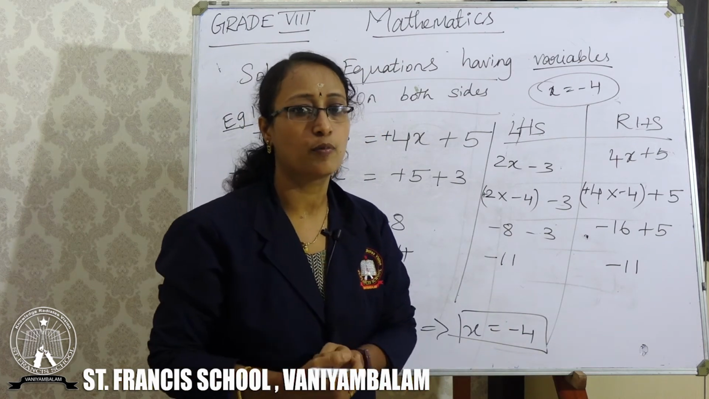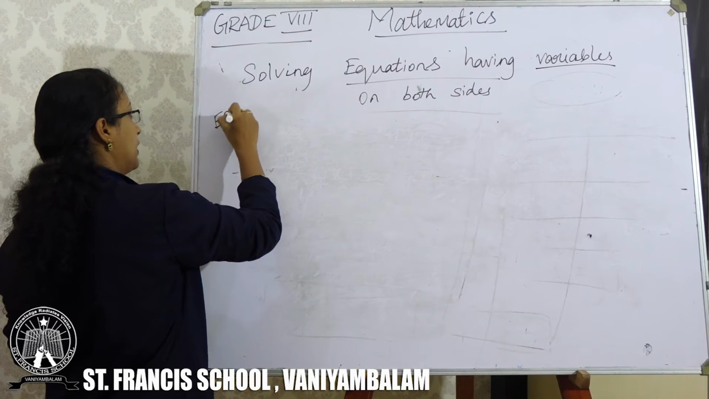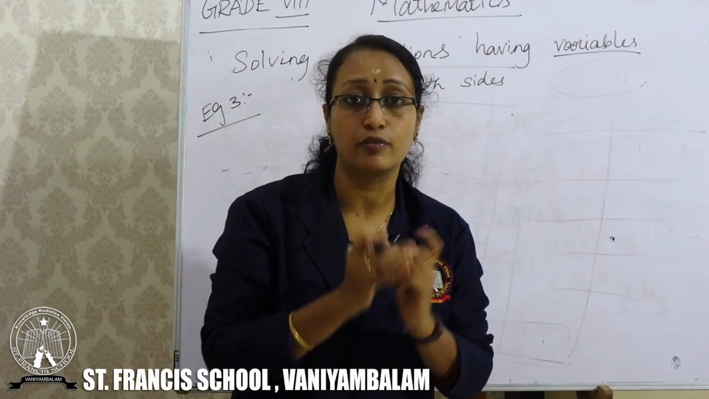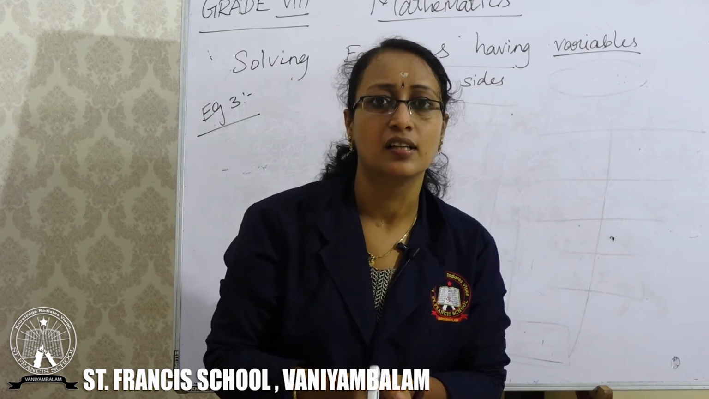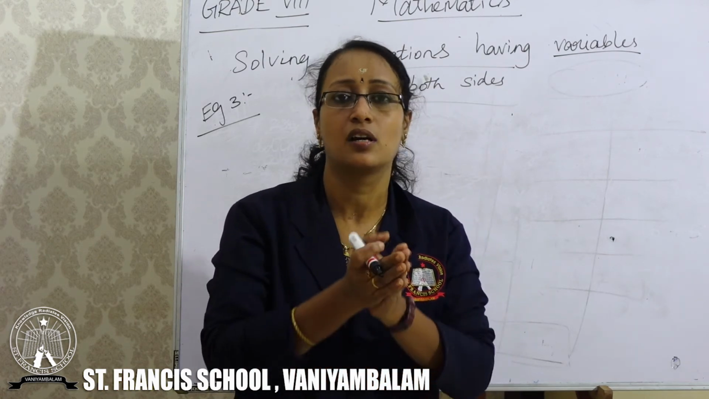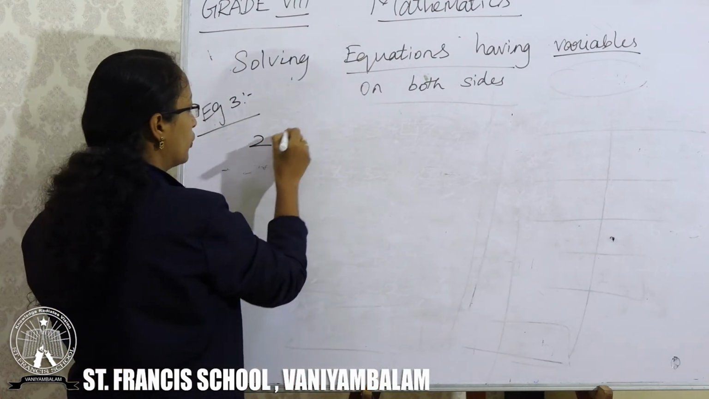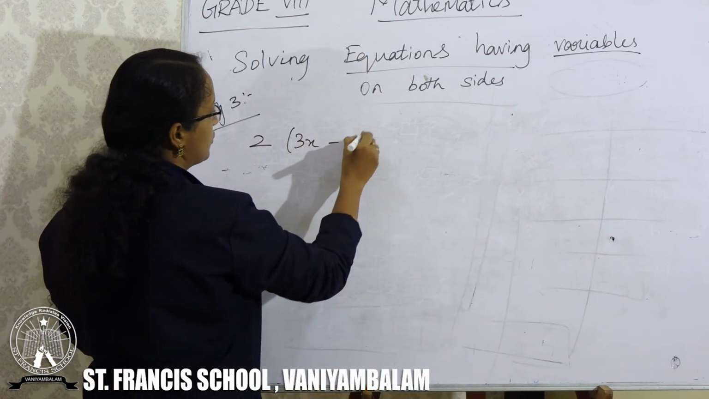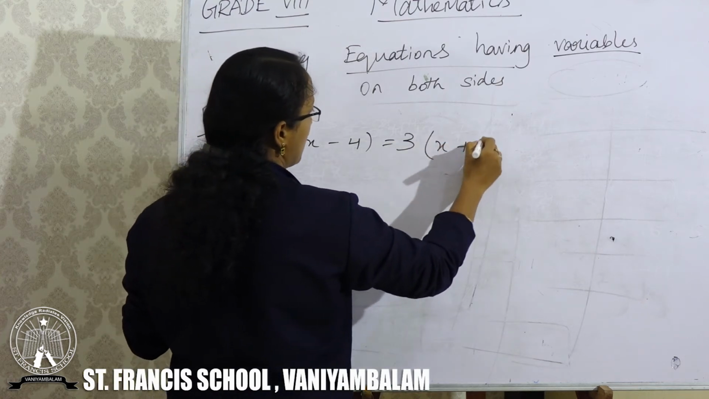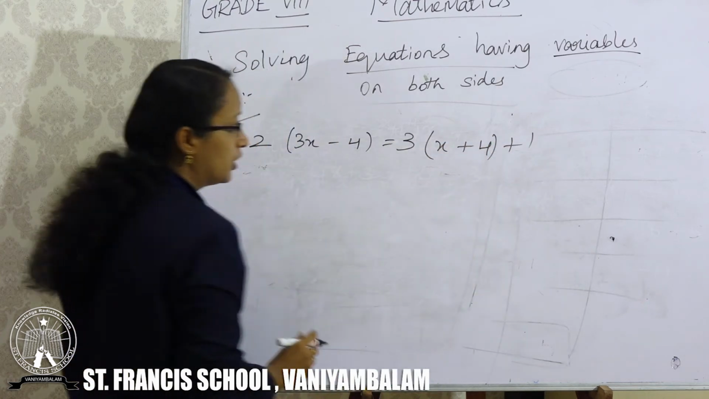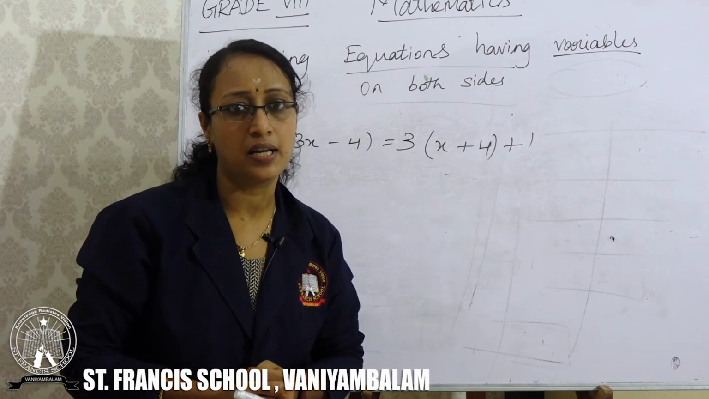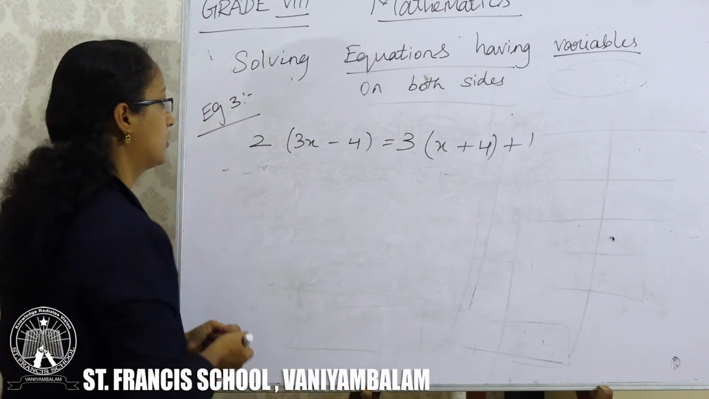We'll give you one more problem. So take it. Example 3. If you have brackets, how will you solve it? If you have expressions on both sides, how will you find the unknown variable? And if you have brackets in that expression, how will you solve it? So 2 into (3x minus 4) is equal to 3 into (x plus 4) plus 1. You have brackets on both sides, with the unknown variable x. So how will you solve this?